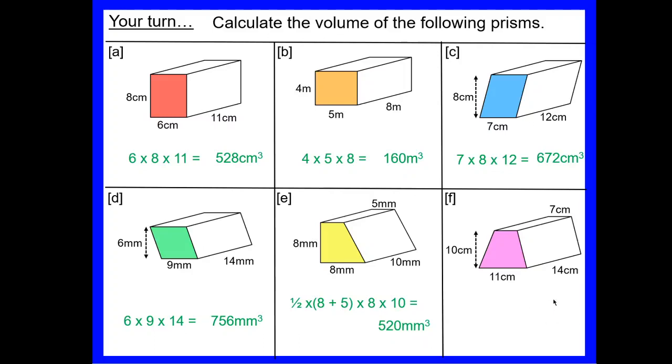Another trapezium then, so a half times, we're going to do the 7 plus the 11 times a height of 10. And then once we have that area, we can multiply that by 14. So again, you can work them out separately or in one go. And that will give us 1,260 centimetres cubed.